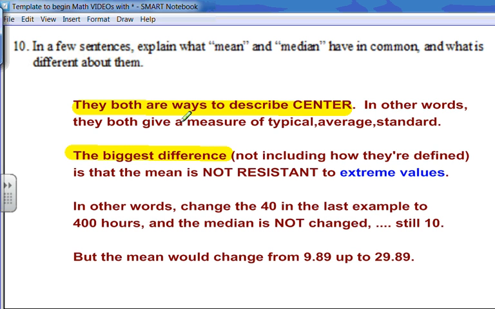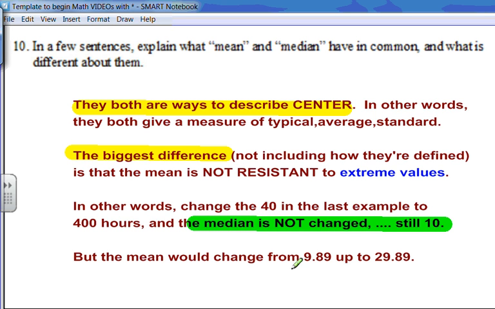The biggest difference has to do with whether or not they are resistant to extreme values. And the mean is not. But the median is. In other words, if we look at that last data set of 18 values representing the number of hours PNCA students work per week, the mean is currently 9.98. If we change the largest number from 40 to 400, the mean would then change to almost 30. But the median would not change at all.